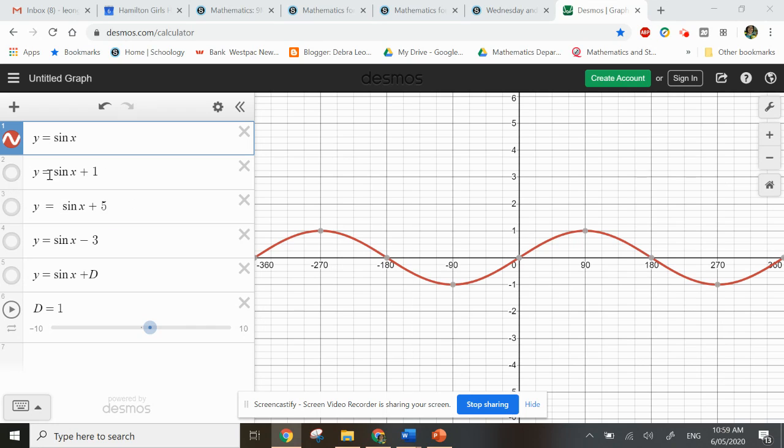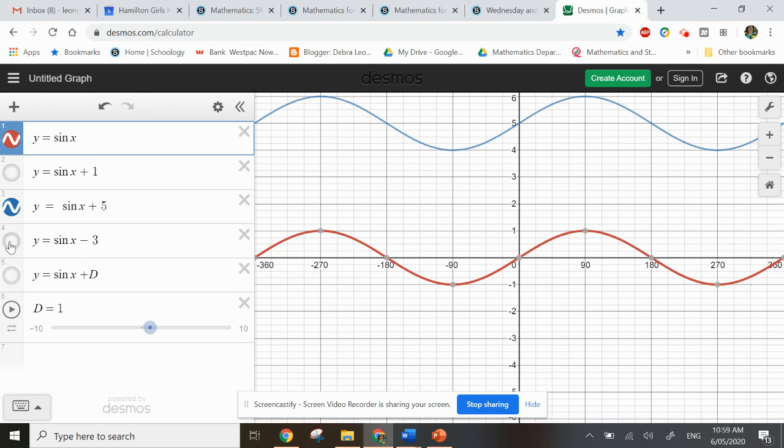If I turn on the blue one, we've got sine of x plus 1. I've already done this for you, and we notice that it's moved it upwards. So this graph, the sine curve, the parent curve, has been moved upwards. If I turn that off, what happens when I do sine of x plus 5? Well, the x and the y-intercepts have moved up to 5, and all these points have moved up by 5. So it causes a vertical shift by whatever the number happens to be.